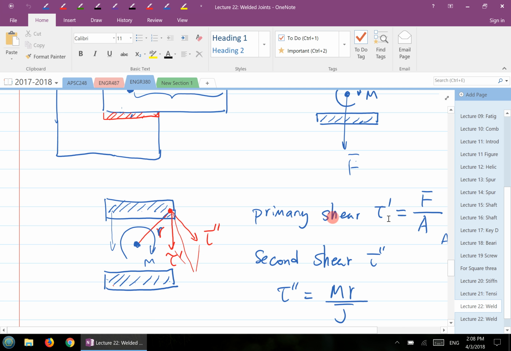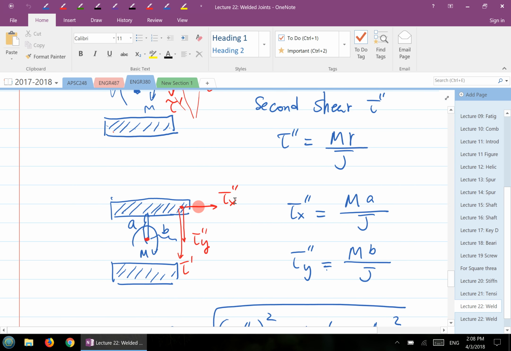For the primary, it's just F divided by the total throat area, so this A here is the total throat area. For the secondary, tau double prime, instead of calculating tau double prime directly, we calculate its components, the x and y components. So we calculate these two components. Instead of M times r, it will be M times a, and the other one M times b. These two together give us all the components of the vector.